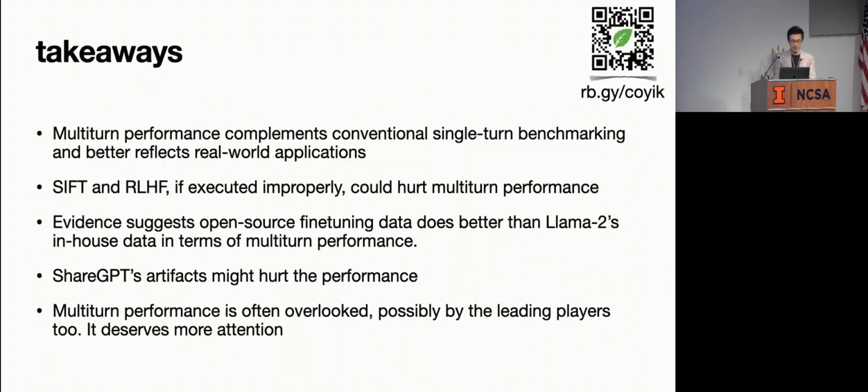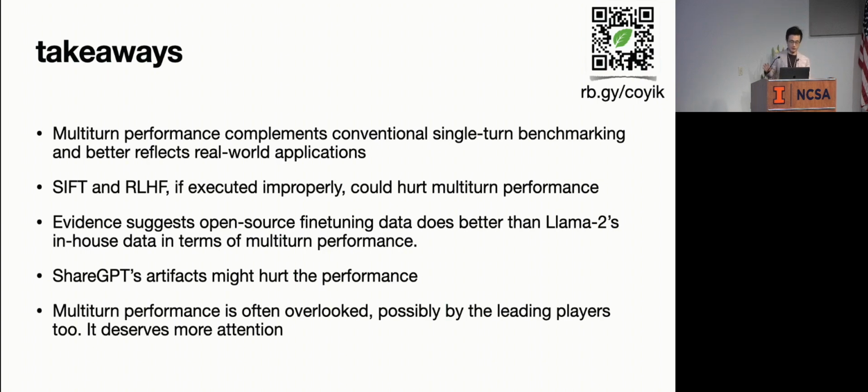So a recap: multi-turn performance complements conventional single-turn benchmarking and better reflects real-world applications. SFT and RLHF, if executed improperly, can actually hurt the model's multi-turn performance. We have evidence suggesting that open source fine-tuning data does better than Llama 2's in-house data in terms of improving models in multi-turn performance. But we found something weird about ShareGPT's data collection procedure, which might be hurting the model's training on it.